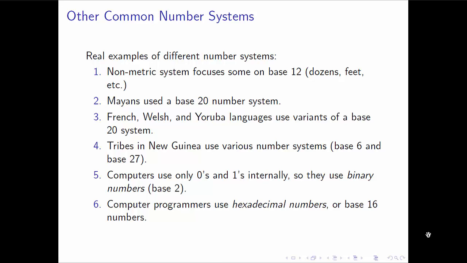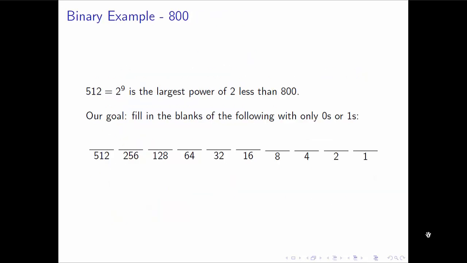Other than historical or cultural examples, people often use computers and computer programming as a good motivation for studying other number systems. Internally, computers only use zeros and ones, and so they use what's called a binary number system, or base 2 number system. Computer programmers tend to use a slightly larger but related number system, a hexadecimal number system, which is a base 16 number system. And we'll see a little bit of why that difference exists in the coming slides. But let's do an example of converting things to binary numbers, since this is so important to modern technology.